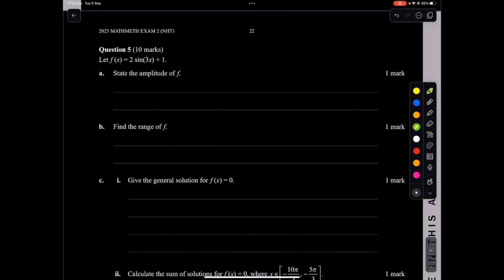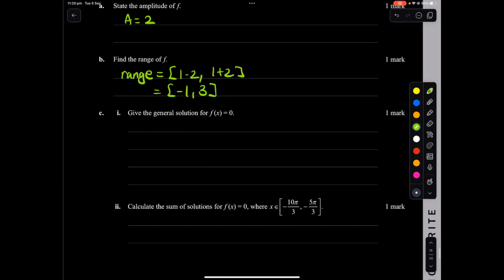Let f of x be this. State the amplitude. Very easy. Your amplitude is 2. Find the range. Your range is 1 minus 2 and 1 plus 2, which is -1 to 3. Give the general solution. Easy.